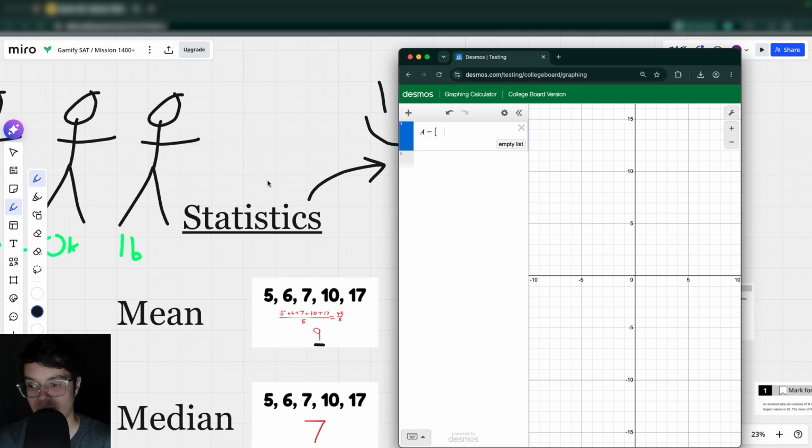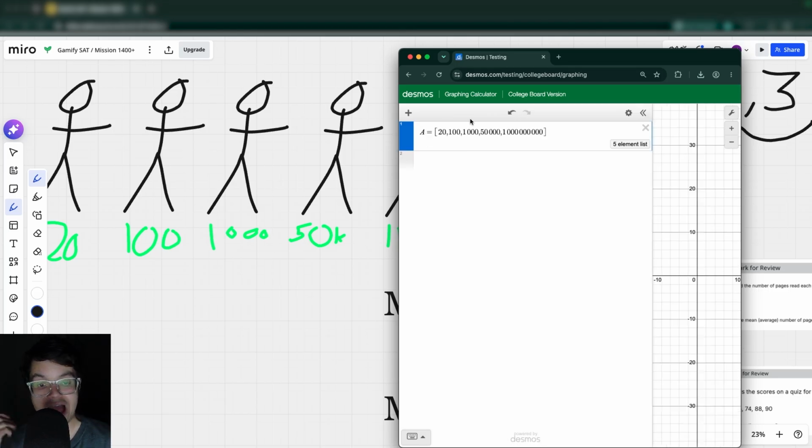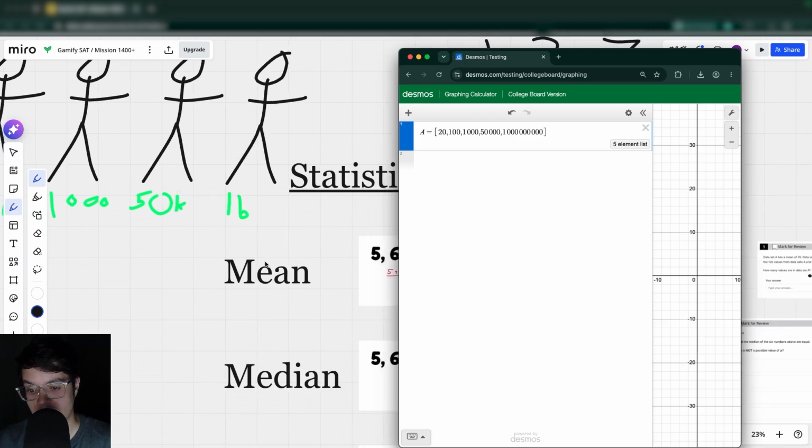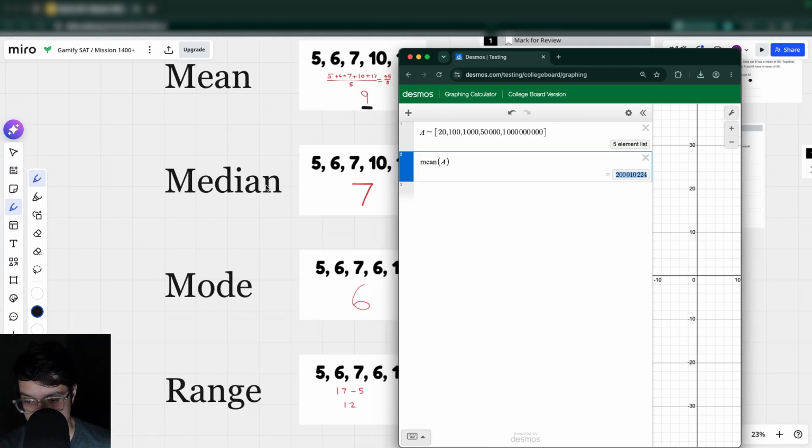So I could say for this example here, we have the 20 person, the 100, the 1,000, the 50,000, and then we finally have the 1 billion person. Now we have all these numbers saved in this one data point A. So I can actually do operations on A to find this different information. And one of the easiest ones I can do is just mean of A. We can see with this that the mean of these 5 different data points would be 200 million. So really important to know. So this is how you would solve any of this stuff with Desmos, and I'll give some more examples later on.